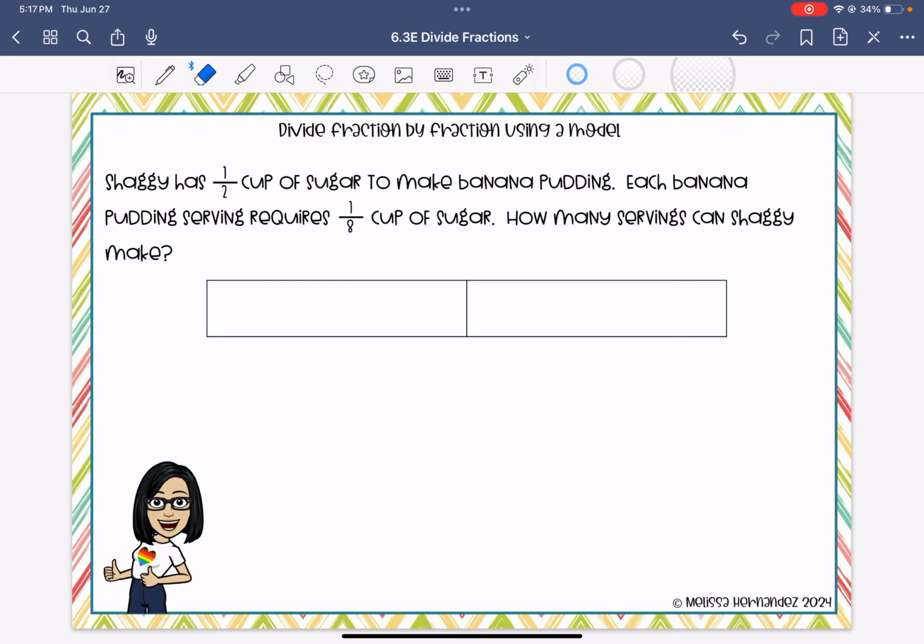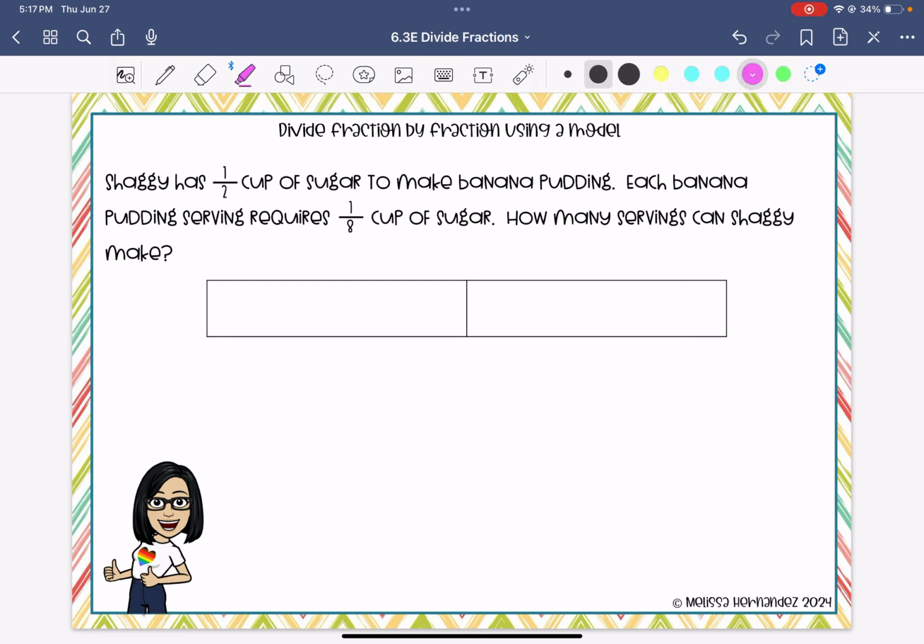So we first have to decide, what does he have? Well, he has half a cup of sugar, okay? And then we need 1/8 size. That's our group size, cup of sugar for each serving. So we want groups of 1/8. So how many groups can we get out of that?